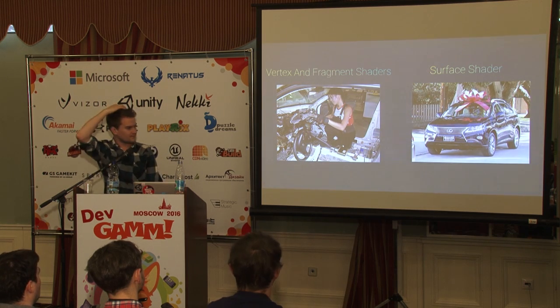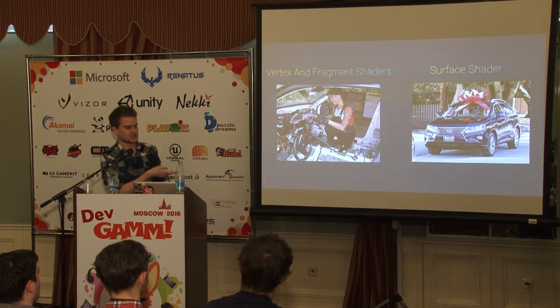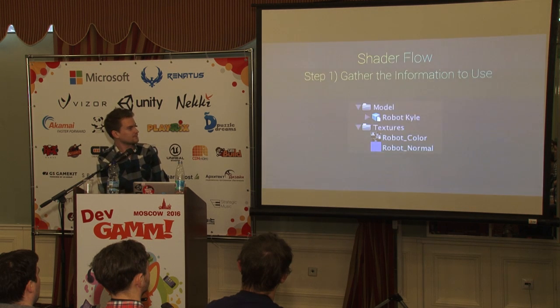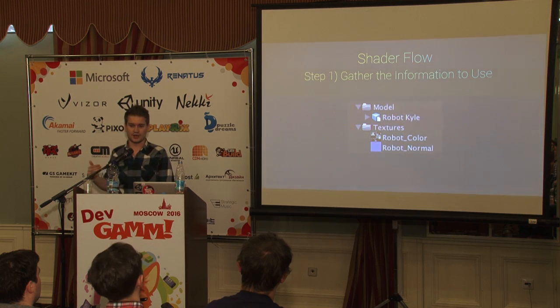So I'm going to cover basically the source code of both of these things, vertex and fragment and surface, and kind of explain why you'd use one or the other. Being able to know how to write both is really, really useful. So I'm going to target vertex and fragment shaders. Basically there's a four or five step flow for how a vertex and fragment shader works.